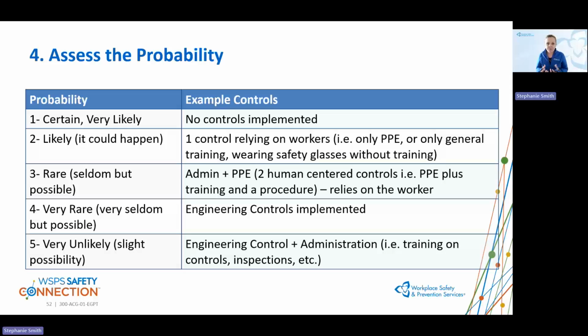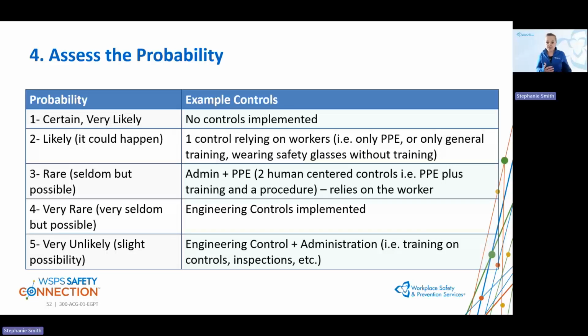Rare is maybe I have admin and PPE controls in place. So I kind of have two things, or awareness and PPE. I don't go past a three normally, unless it's an extenuating circumstance, when I'm relying just on humans. Because again, we make mistakes. We have a lot of things going on in our heads, and sometimes we zone out. So that's why I just never go past a three unless it's an extenuating circumstance.